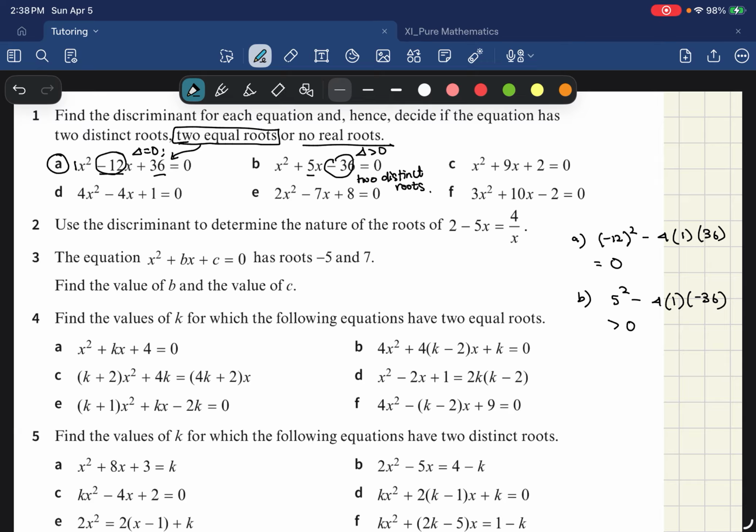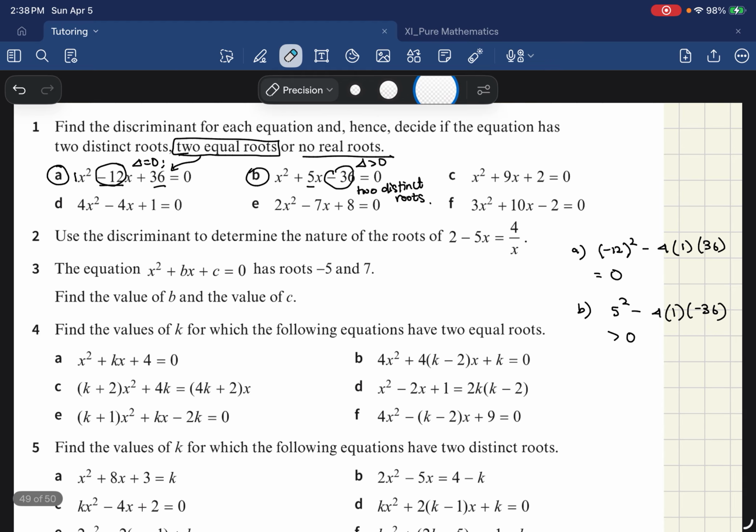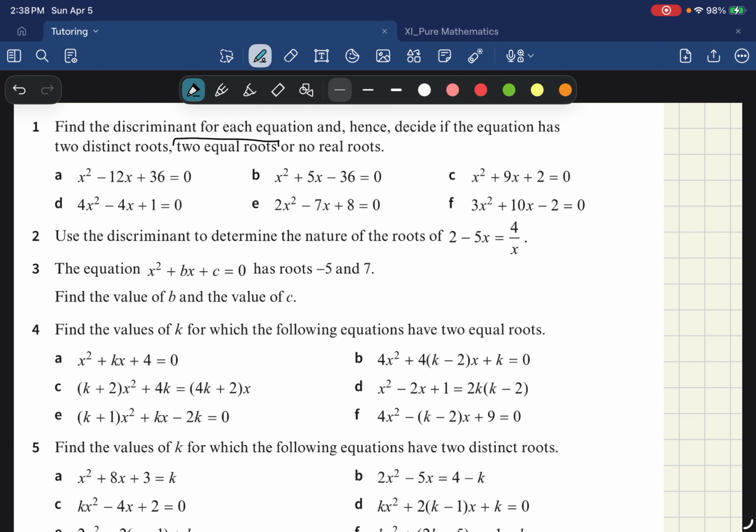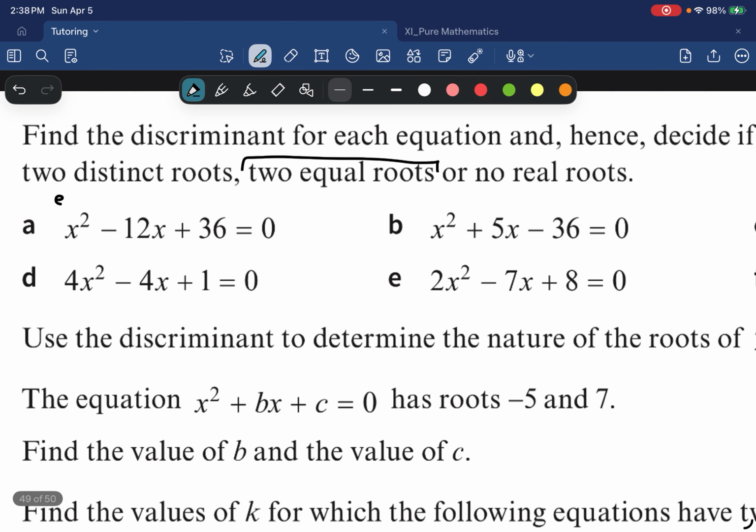The first one has two equal roots, which just means you have one repeated root. And for B, you have two distinct roots. So we are done with A and B. A has two equal roots, or what we call one repeated root. B has two distinct roots.